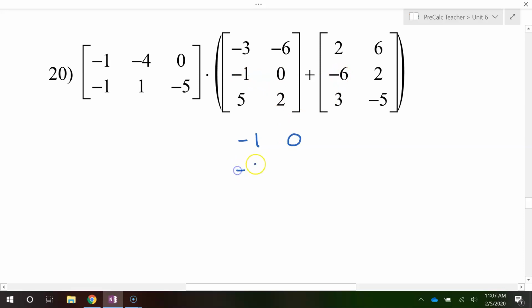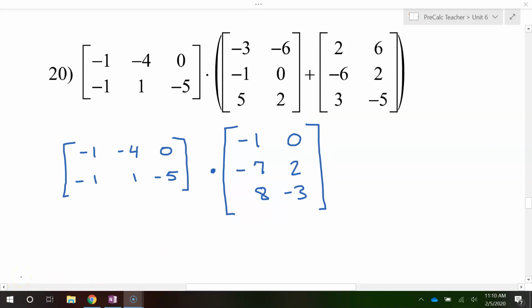-1 and -6 is -7. 0 and 2 is 2. 5 and 3 is 8. 2 and -5 is -3. All right, so now we have this matrix right here. So now I brought down the first matrix and it's time to multiply these.